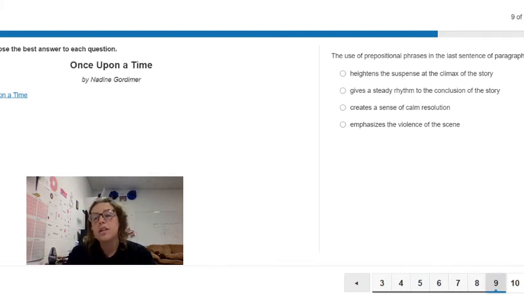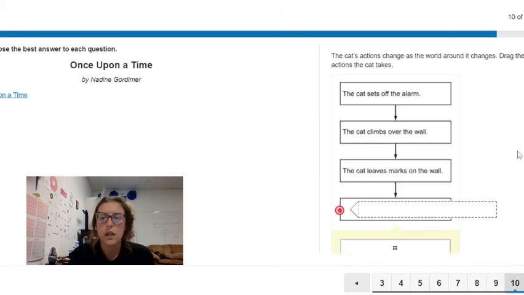Okay, so again, you'll need to go back and read paragraph 18 and see what it actually does for the story. Otherwise, these other answers don't make sense. But the correct answer here is B. It gives a steady rhythm to the conclusion of the story. Okay? So go back and make sure you see that rhythm, that pattern in prepositional phrases if you didn't before.